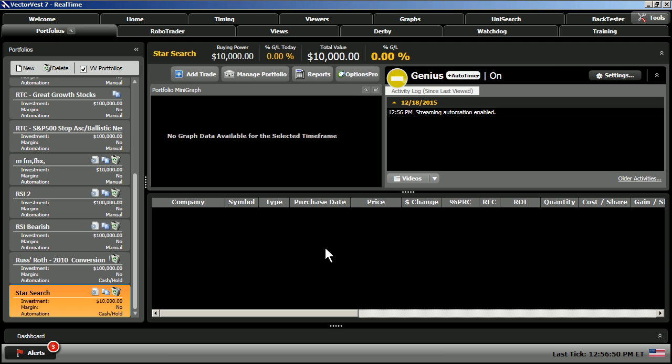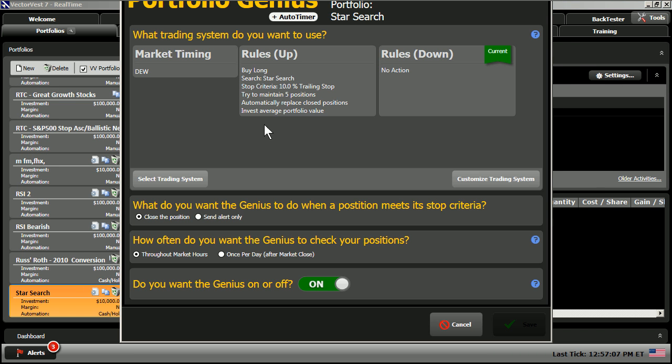So it's completely hands-off from here, folks. You don't have to do anything else. Check the portfolio each and every day to see if the DEW signal turned up. And again, once it does, it loads the positions right in here for you. It'll manage those positions based on the 10% trail and just follow all the rules that are in this trading system. And that's how easy that is.